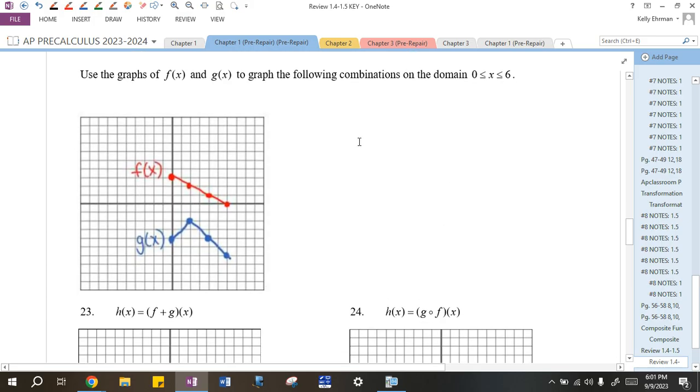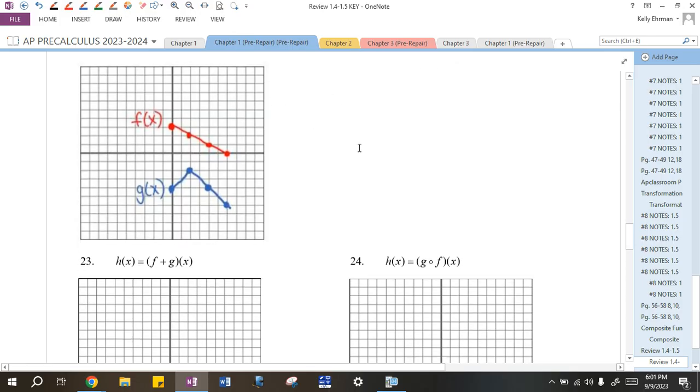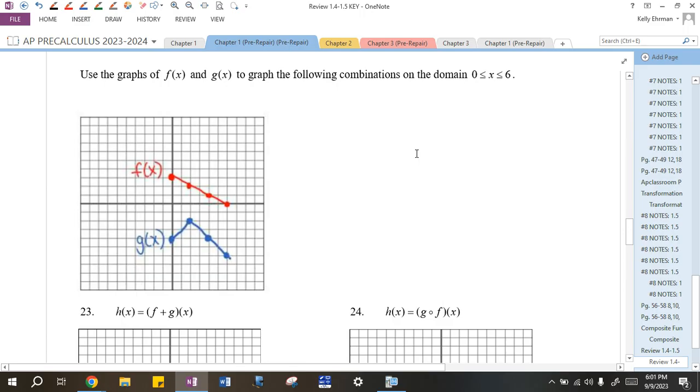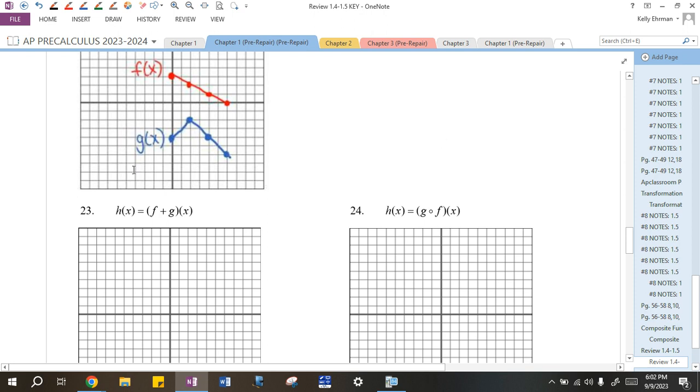Okay, use these graphs. Now, fair warning, I have not checked this ahead of time to make sure it all fits, so you're kind of doing this with me. So I might make some corrections between my video and the end. We'll just see. So use the graphs of f and g to graph the following combinations on the domain 0 to 6. Okay, so first we're going to do f plus g.